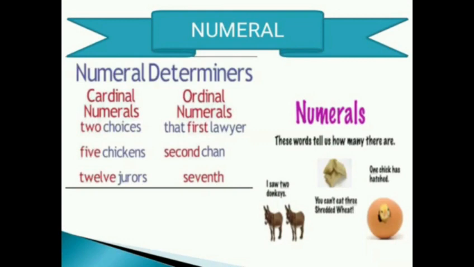Next is numeral. Now numeral is also divided into two parts, cardinal and ordinal. In cardinal, when we talk about it, we see numbers like 2, 3, 5, 12. And in ordinal, it comes like 1st, 2nd, 8th, 10th, 12th, etc. Okay.